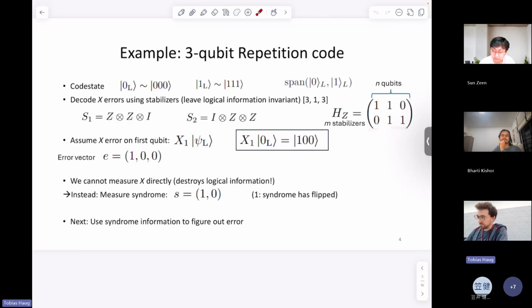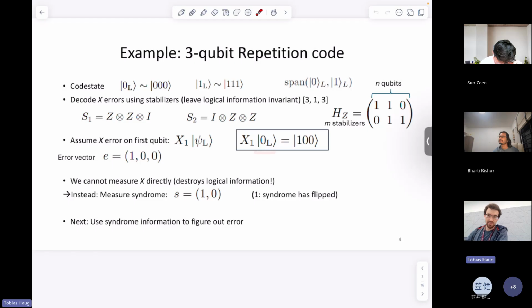Okay. Now let's just play basic examples. We just assume that some error has happened. In particular, we assume an X error, an X flip, has appeared on the first qubit. So if we have a logical qubit, for simplicity, let's say we initialized our error correction code in the 0 logical state, but it can be any state, doesn't matter. Any logical state is fine, but for simplicity, just assume it is in a 0 logical state.